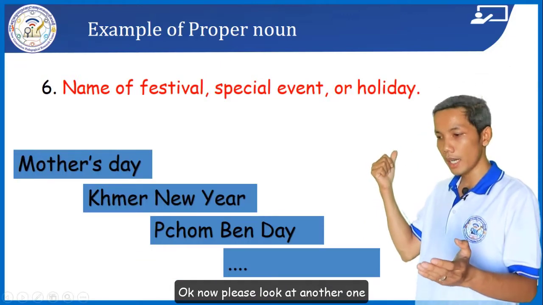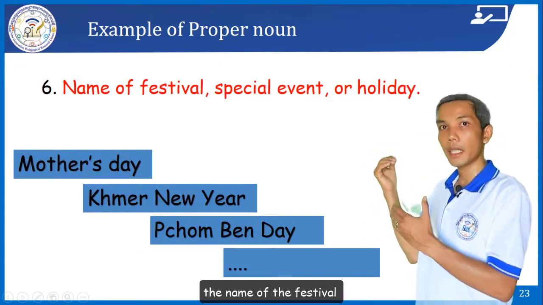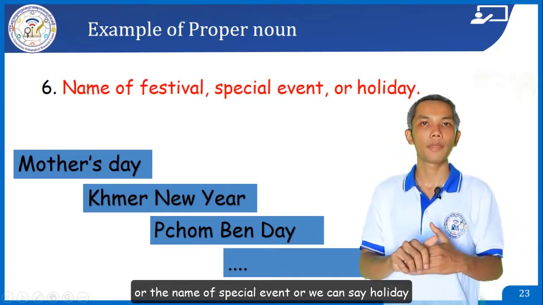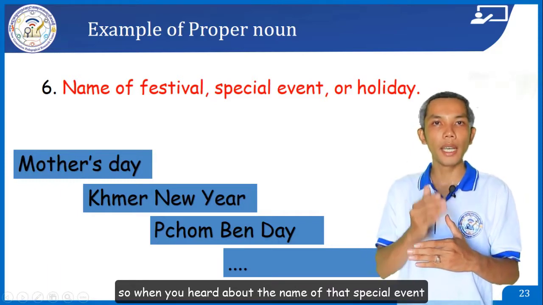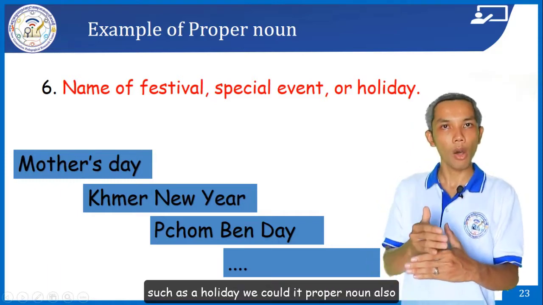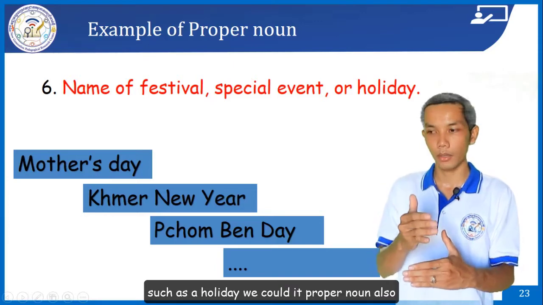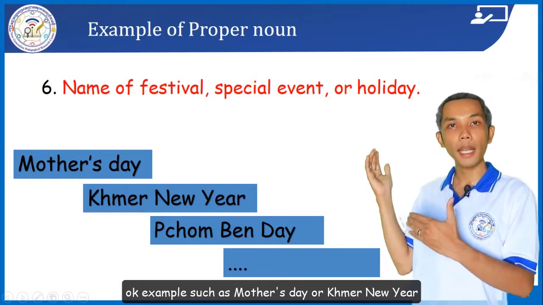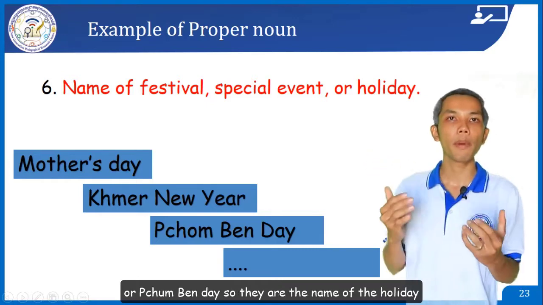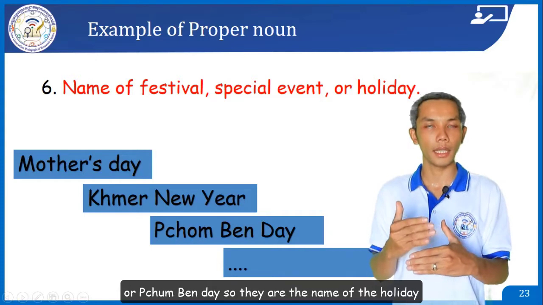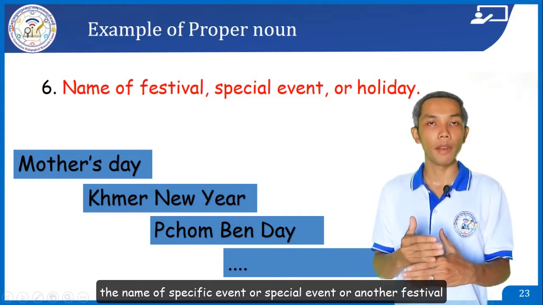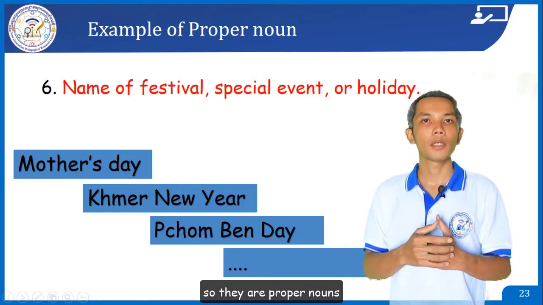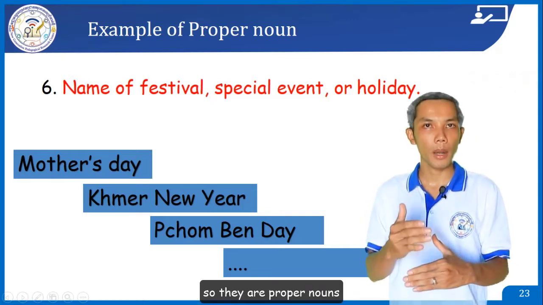Okay, now please look at another one. The name of a festival or the name of a special event, or we can say a holiday. So when you hear the name of a special event, such as a holiday, we could call it a proper noun also. For example, Mother's Day, Khmer New Year, or Phum Ban Day. They are the names of holidays, specific events, or festivals, so they are proper nouns.